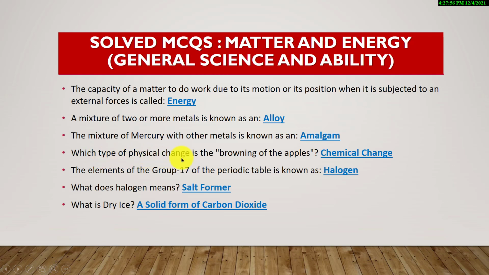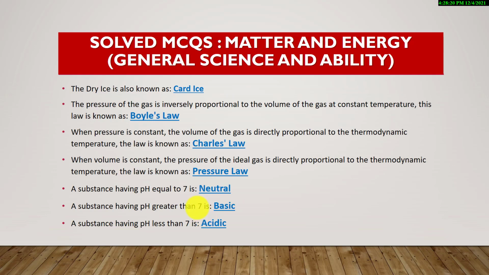Which type of physical change is the browning of the apples? Chemical change. The element of group 17 of the periodic table is known as halogen. What does halogen mean? Salt former. What is dry ice? A solid form of carbon dioxide. The dry ice is also known as cold ice.